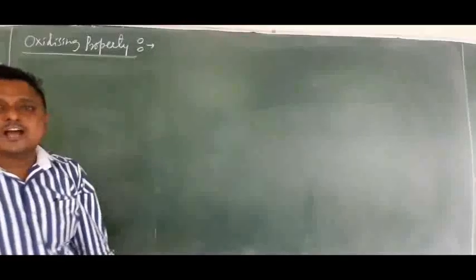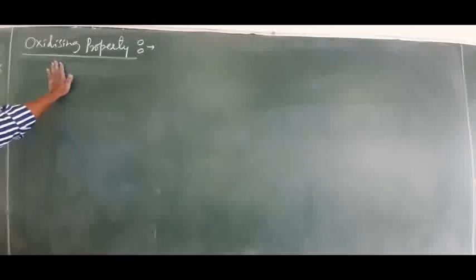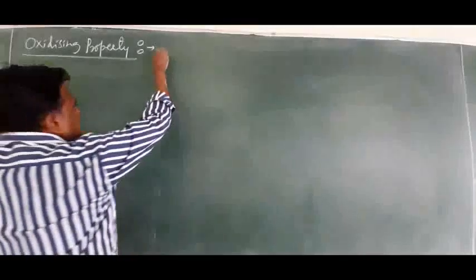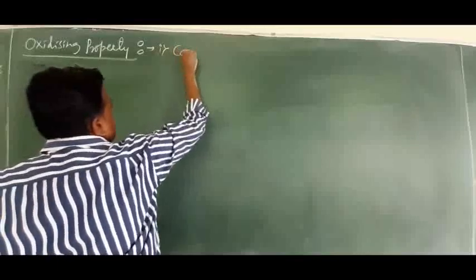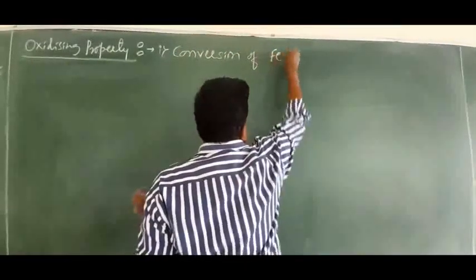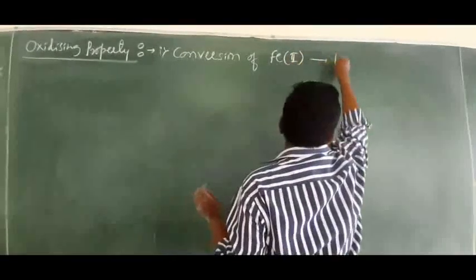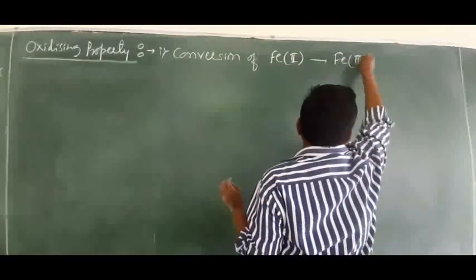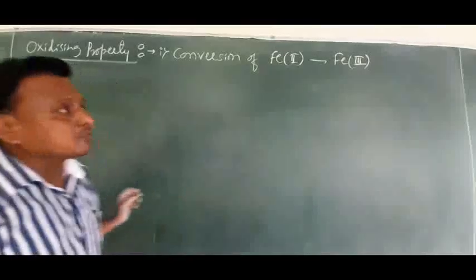Okay, dear friends, we have a last video for the topic of D block. It's the last oxidizing property. The first in this category today, we have conversion of ferrous to ferric. This is a simple conversion of ferrous to ferric.